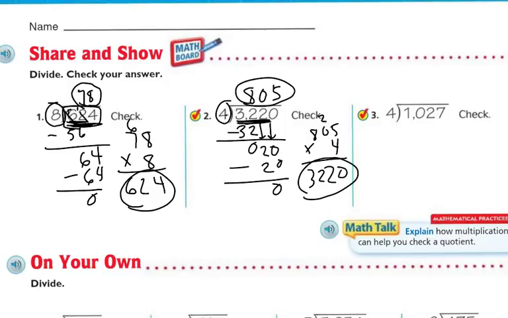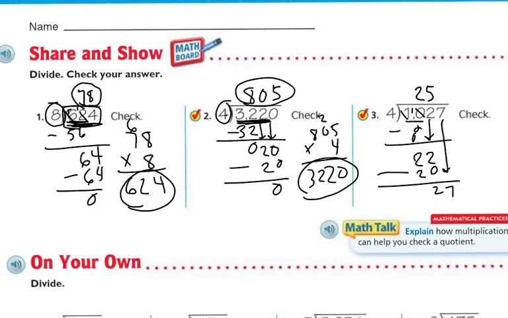Let's do this last one together before you do it on your own. 4 can't go into 1, so I'm looking at 4 going into 10. 4 goes into 10 2 times. 4 times 2 is 8. I'm going to subtract, okay, and I get 2. I'm going to bring down my other 2. Now I have 4 going into 22. Well, 4 times 5 is 20. I'm going to subtract, and I get 2 left over.